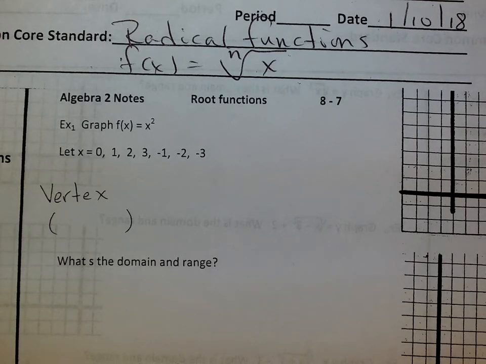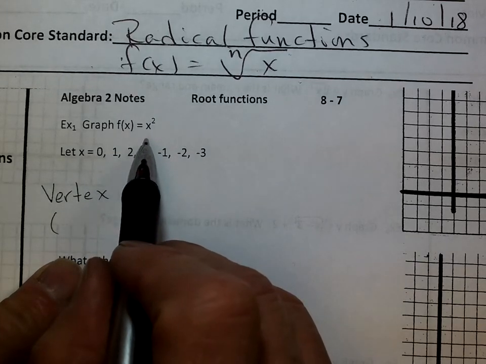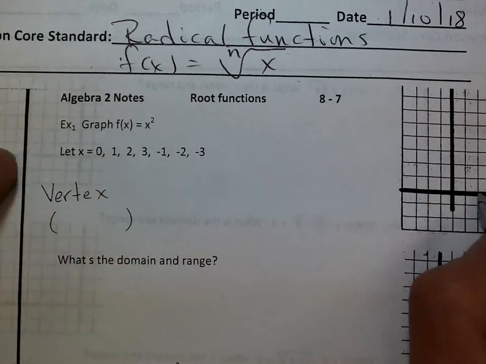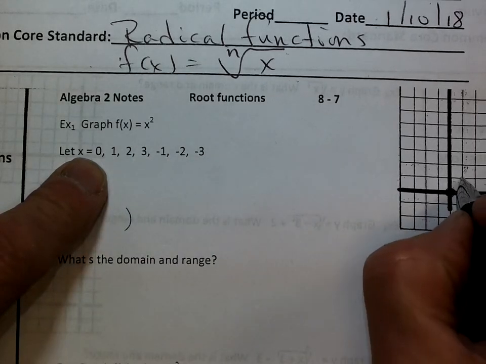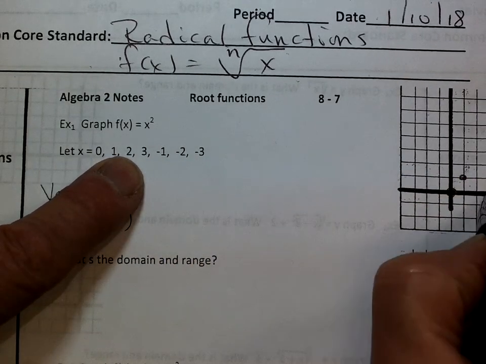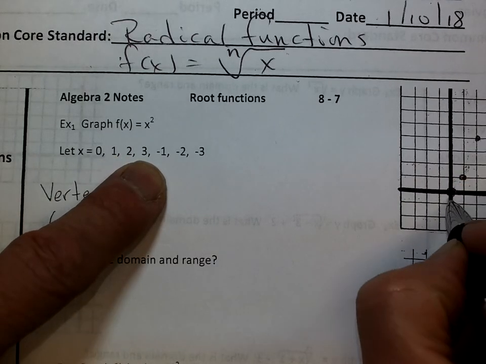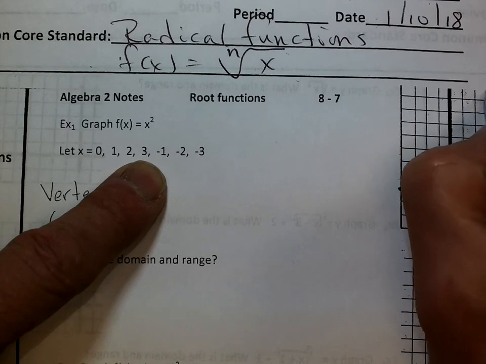Okay, so example 1. This is a parabola, and I want to go back to parabolas before we talk about the other, because we know how to do this, right? If we plug in 0, we get 0. 1 squared is 1. We know this one. 2 squared is 4. Remember these? 3 squared is 9, right?